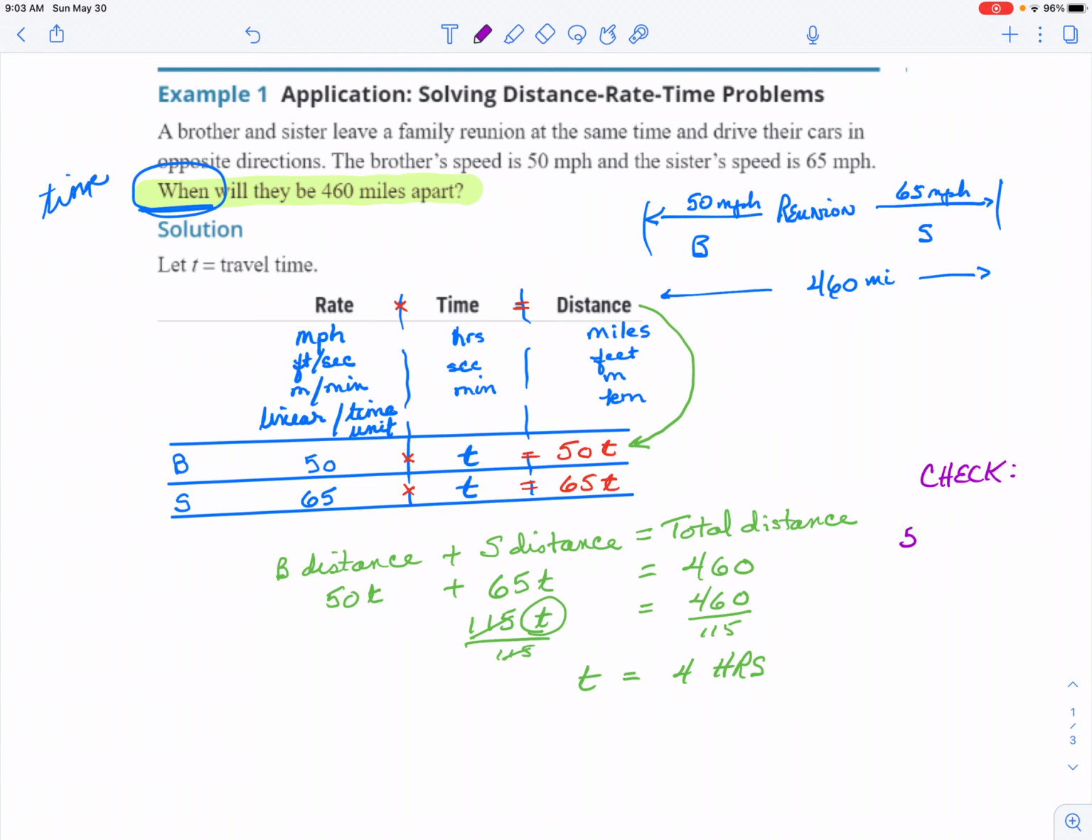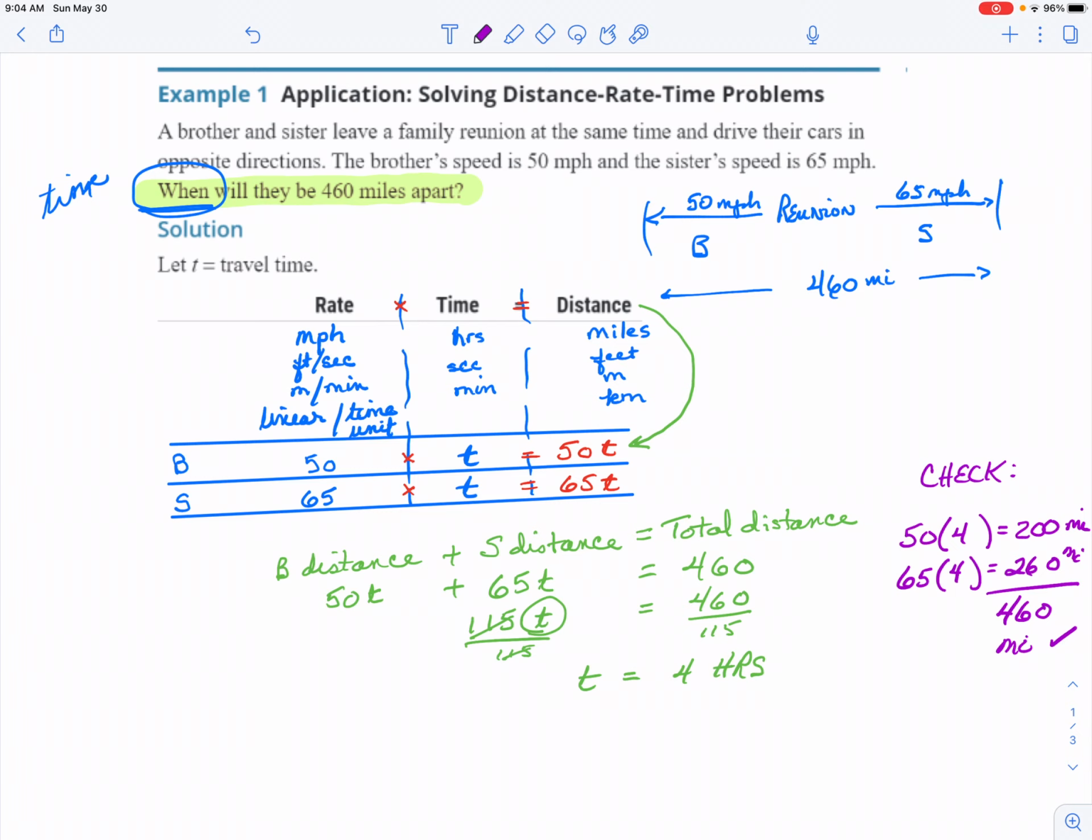So the brother was going 50 miles per hour for 4 hours, so he is now 200 miles out away from the reunion. The sister was averaging 65 miles per hour. She's been traveling for 4 hours. That's 260 miles out, and if you add those back together, you come up with 460 total miles, so that checks.